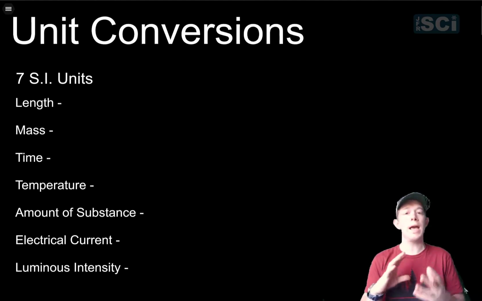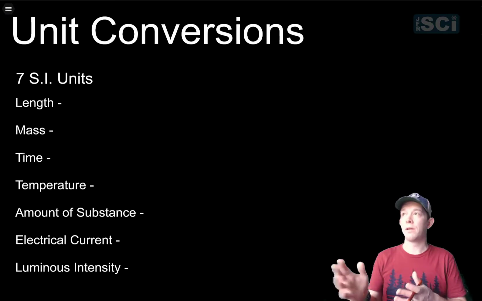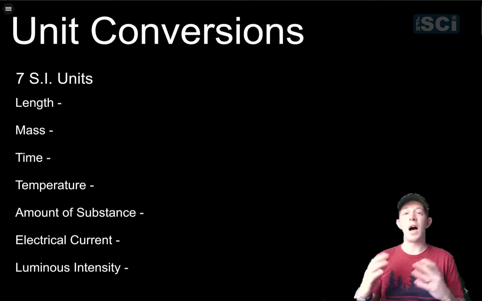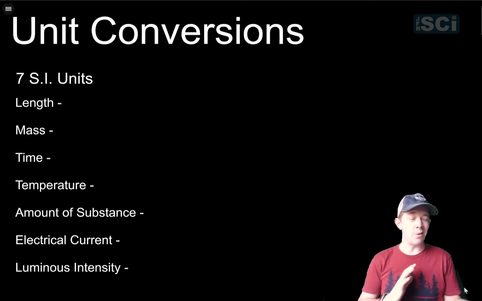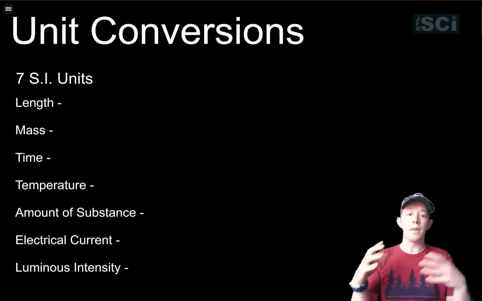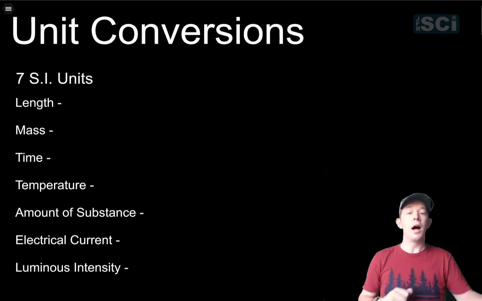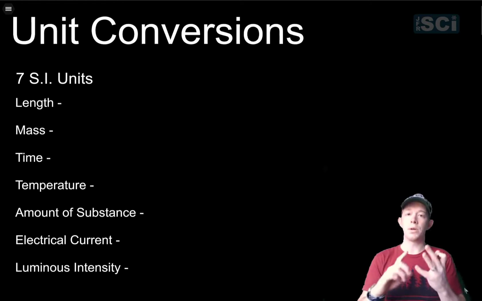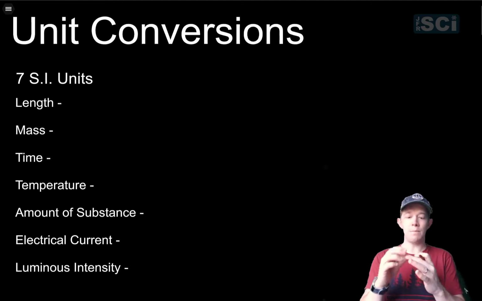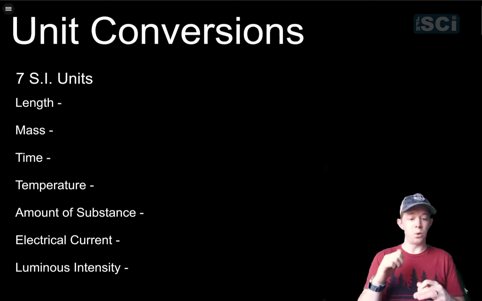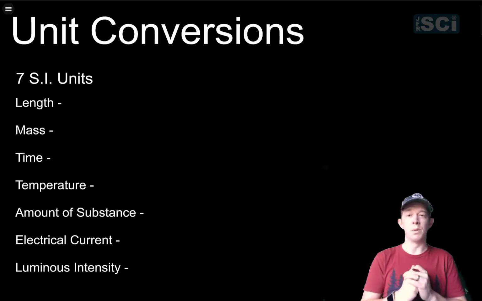Okay, so if you think about any unit that you might measure with, it might be a meter, it might be a centimeter, it might be time, seconds, minutes, hours, all of these units can be derived from seven SI units. So these units have been accepted internationally as the base units. There's a unit for length, one for mass, one for time, one for temperature, one for the amount of substance, one for electrical current, and the last one for luminous intensity.